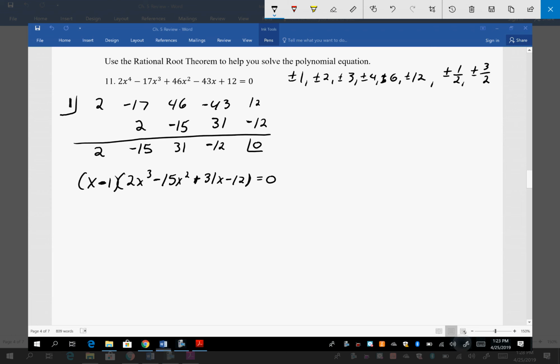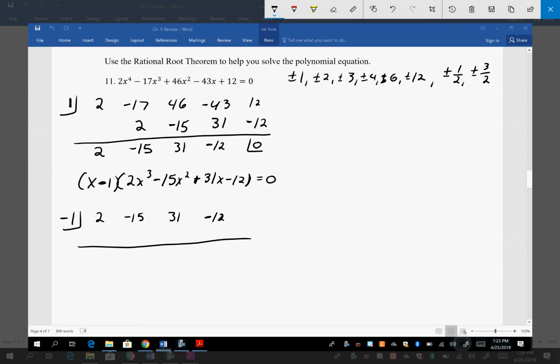Now, be careful here. This is where students will mess up. We used 1 and got 1, and you want to skip it. What's after 1? Negative 1. But I'm not using 2, negative 17, 46, negative 43, and 12 anymore. I'm using 2, negative 15, 31, negative 12. For what? For negative 1. I don't use 1 again because it's going to give me a 0. I already know it's a 0. Now I'm using negative 1. But what happens is students go back to the original coefficients, and you should not. Once you get a root, it's like, bye-bye, don't care about the original anymore. Now I care about this new one.